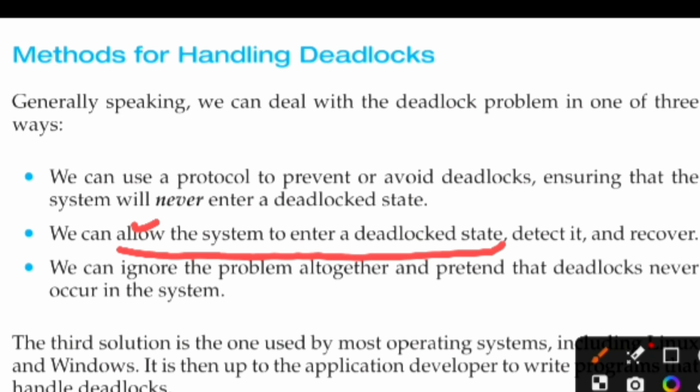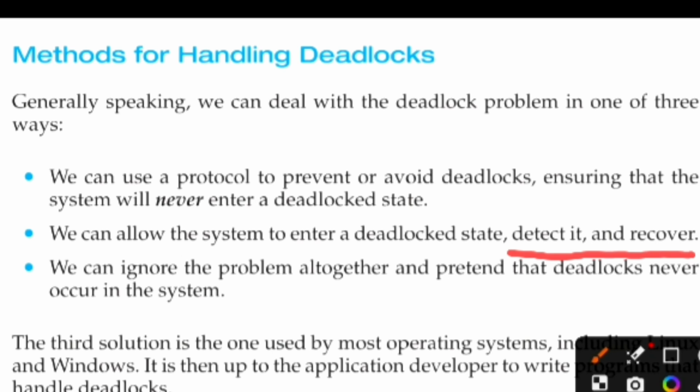We are not preventing it from the beginning. If a system enters a deadlock state, we are going to detect and we are going to recover it. So here we are not preventing. We allow the system to enter a deadlock state. But we are making sure that if the system enters a deadlock state, we have a mechanism to detect it, and also we have some method to recover from the deadlock. So this is another way of handling deadlock.